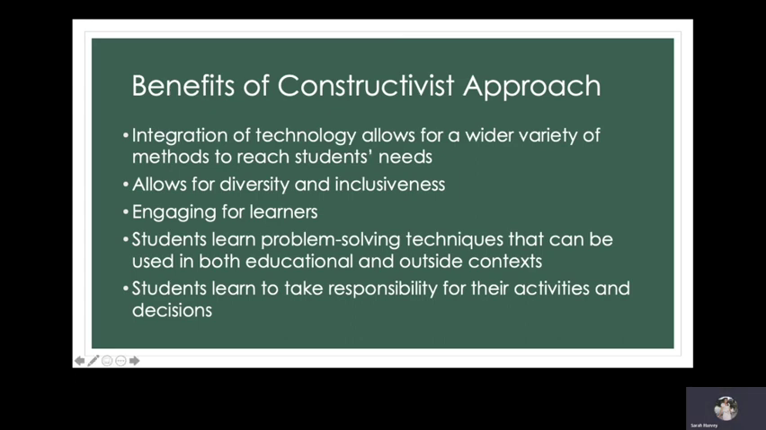And last but not least, the benefits of the constructivist approach. The integration of technology allows for a wider variety of methods to reach students' needs. So if you are doing things like blended learning, flipped classroom, gamification, project-based learning, all of those things incorporate technology, and it allows students to kind of gain a deeper understanding of things through their direct interactions with that technology. It allows for diversity and inclusiveness. If you are incorporating those kinds of things, you are able to cater to specific students' needs.